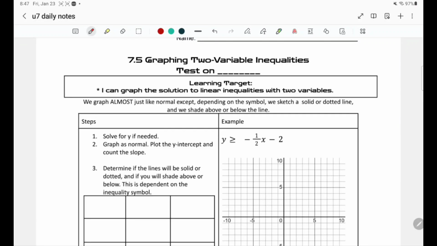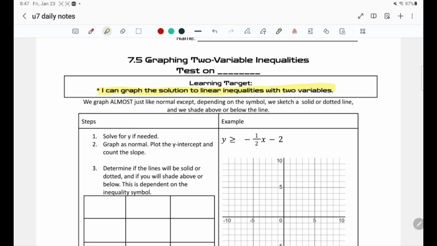All right, guys, so we're going to do 7.5, which is graphing two variable inequalities, and then we're going to also put in systems. So you're going to graph two inequalities at the same time. We're doing that because these lessons are really short and they're pretty fun.